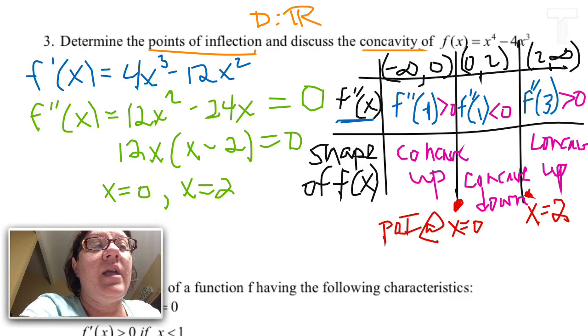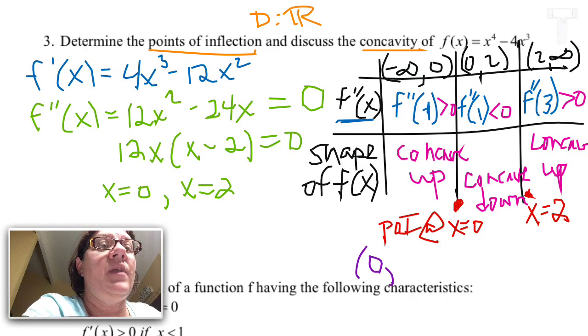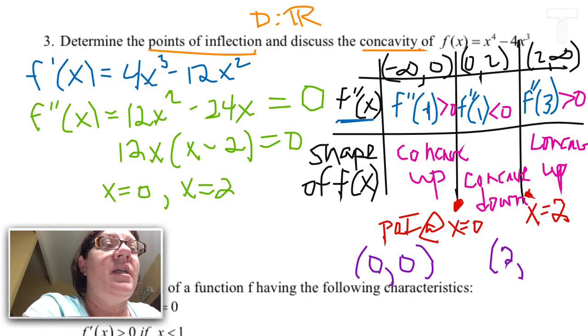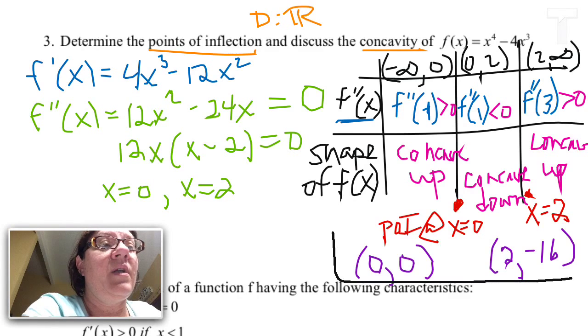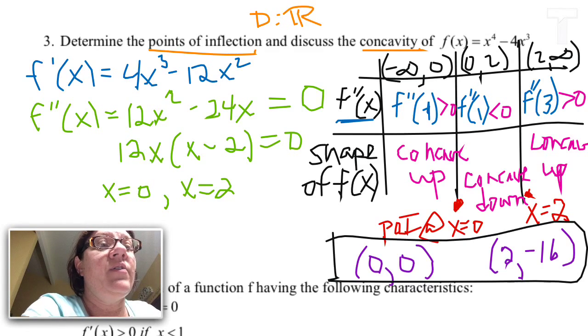If I want to find the actual points, of course, I can plug back into the original, always the original, to get y values. If I plug 0 back into the original, I'll get 0. And if I plug 2 back into the original, I'll get 16 minus 32, which is -16. And there are my two points of inflection, and I've also discussed all the concavity.